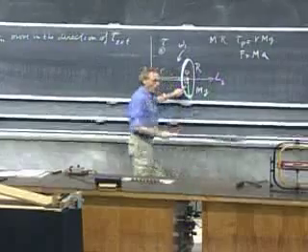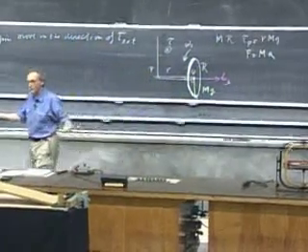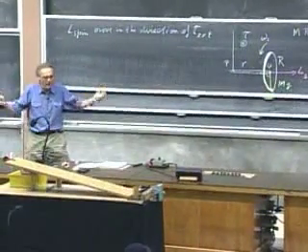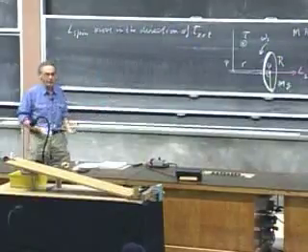This object has got to fall. There's only one force on that object. F equals ma. How can it not? The center of mass must fall with acceleration g.